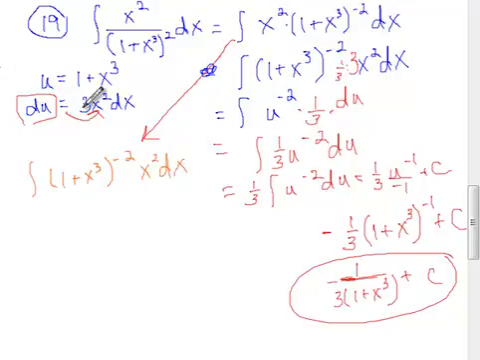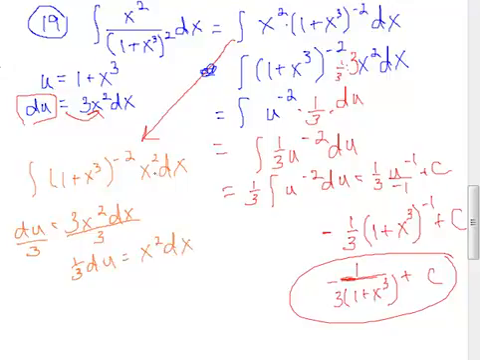Right, this is how your book would approach it. What they would do is, what I want to sub out is this x squared dx. So knowing that du is equal to 3x squared dx, what your book does is just divide by 3. Okay, so you can divide by 3. So in other words, 1/3 du is equal to x squared dx.